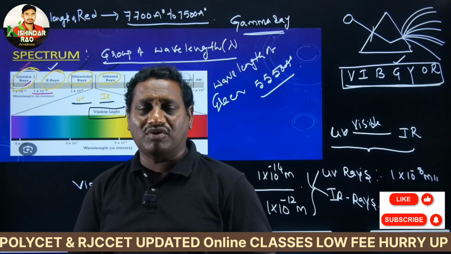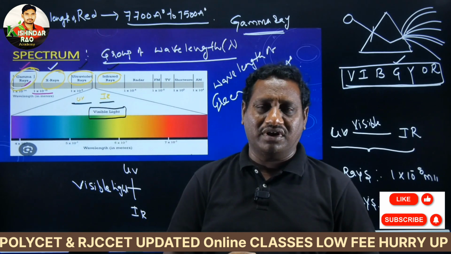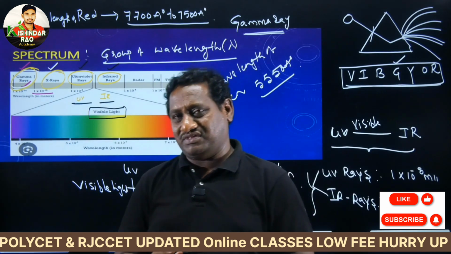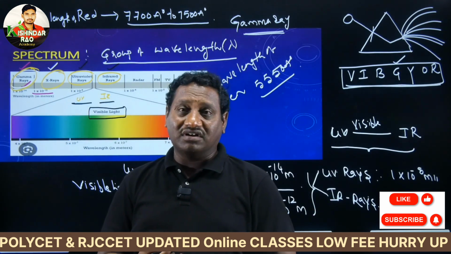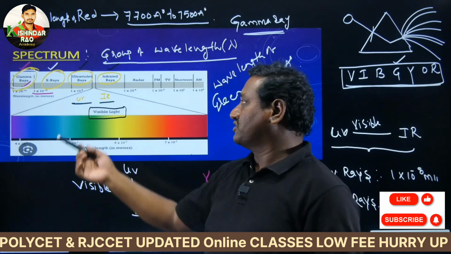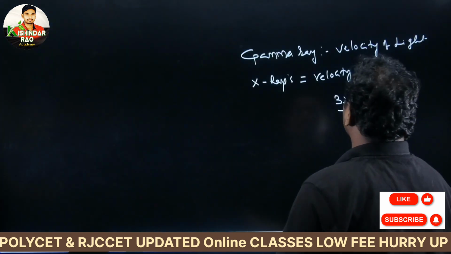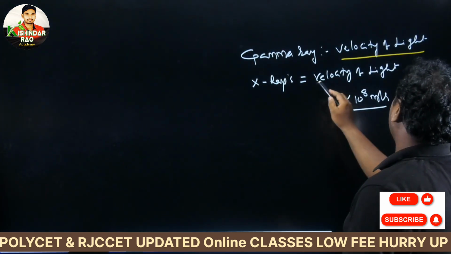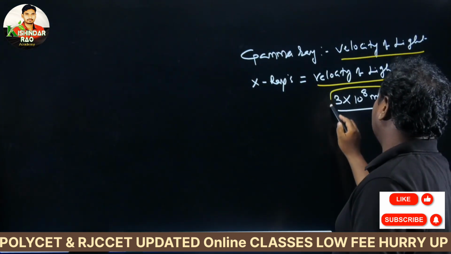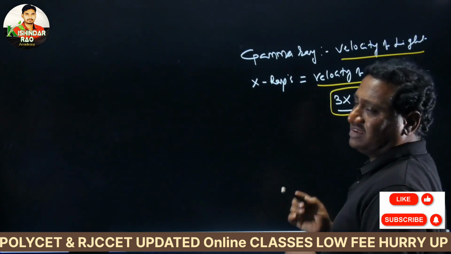X-rays were discovered by Rontgen. That is very important. He secured the first Nobel Prize in physics. Rontgen is a great scientist who discovered X-rays. Now both these rays move with the velocity of light. What is the value of the velocity of light? It is 3 into 10 power 8.